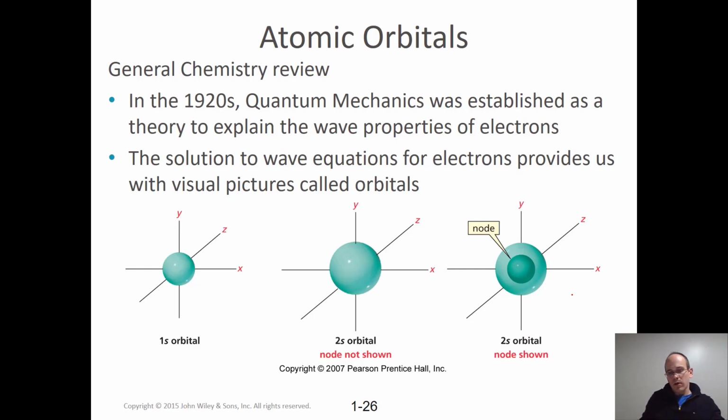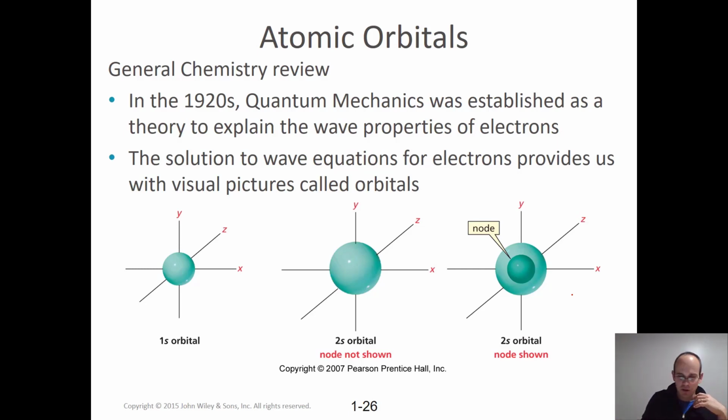All right. So quantum mechanics is really the sort of origin of atomic orbitals. And quantum mechanics was really established in the 20s. There's a few famous scientists you might recognize. Probably the one that you're going to know the most is Albert Einstein. Was pretty pivotal in this. And quantum mechanics discovered that electrons had wave properties.